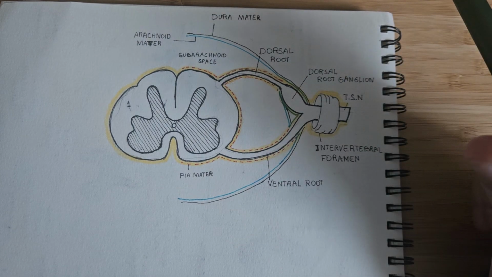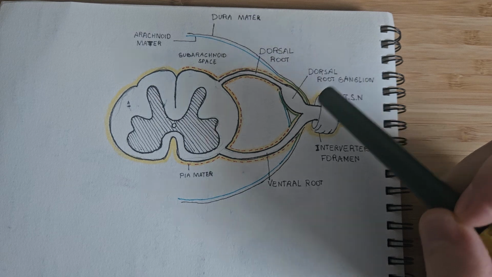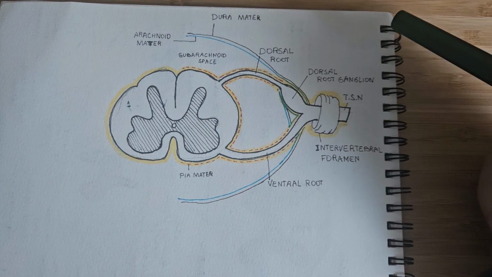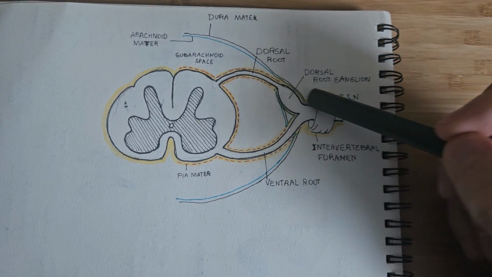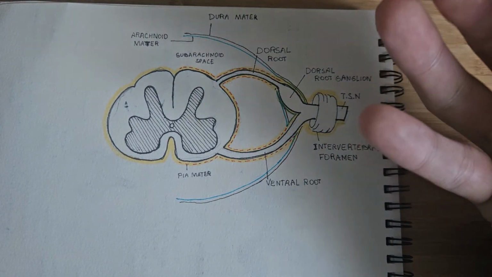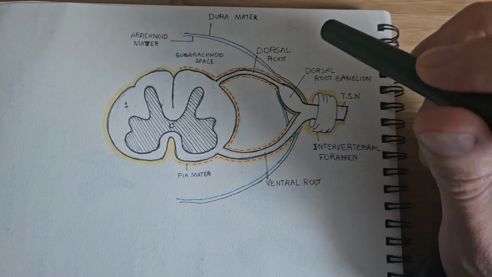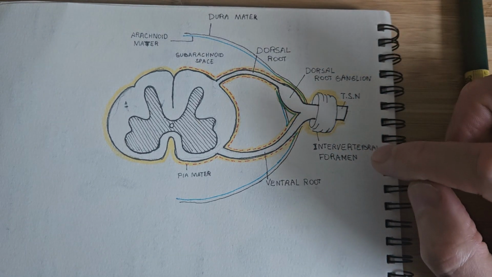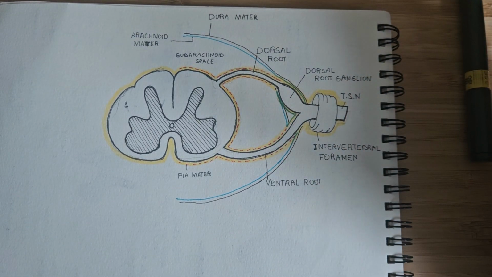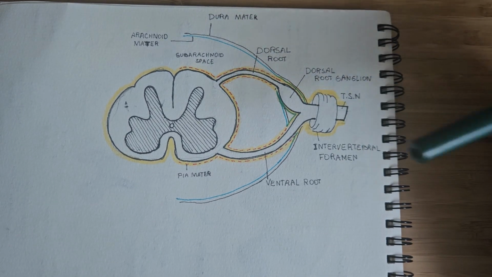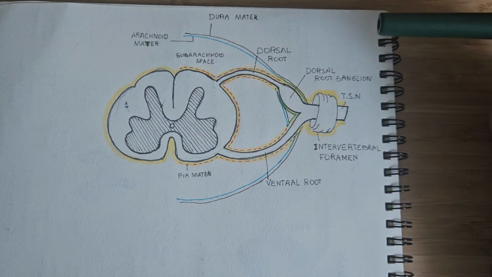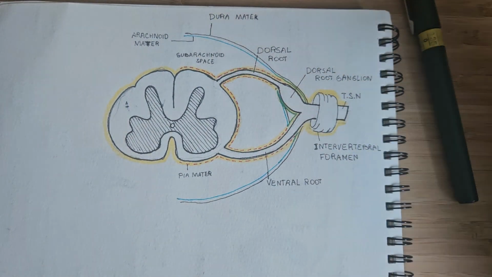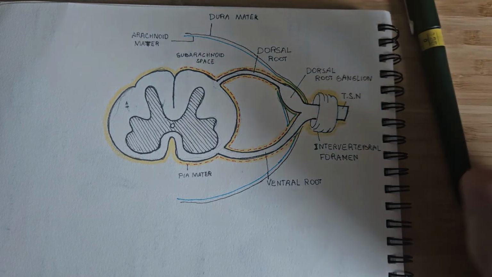And what else? Okay, this one is covered by the three layers of meninges. I didn't put the red one here, but just to have this in mind, it is covered by the three layers of meninges. And we have the trunk of spinal nerve, which is the main part of this spinal nerve, formed by the union of the dorsal and the ventral roots, and this part contains both sensory and motor fibers. Okay, this is what I wanted to share with you.